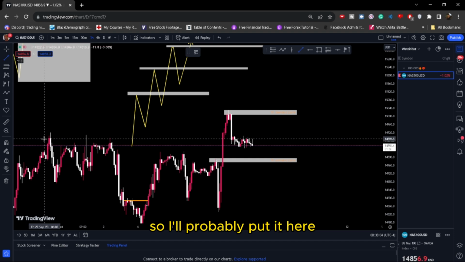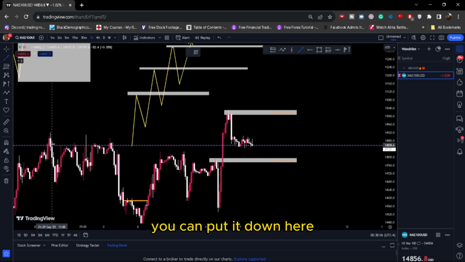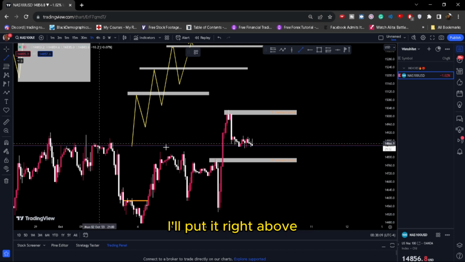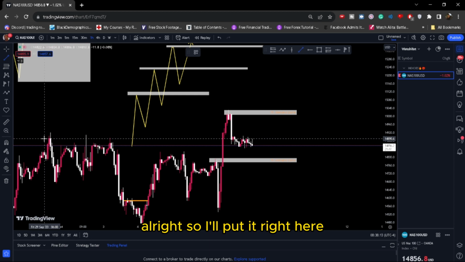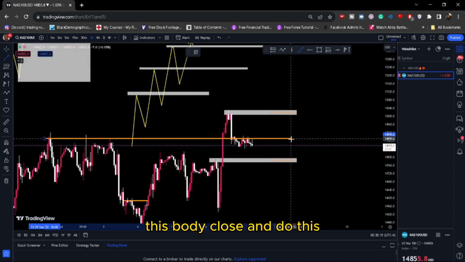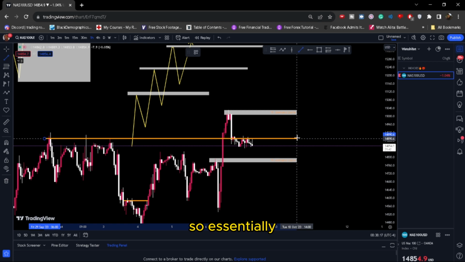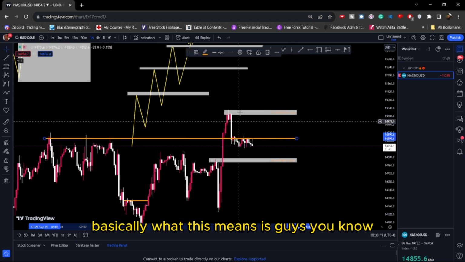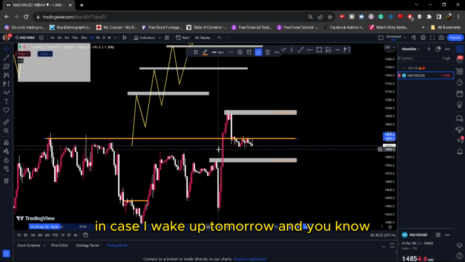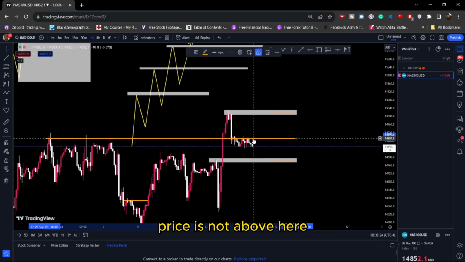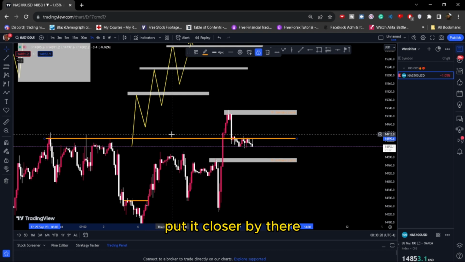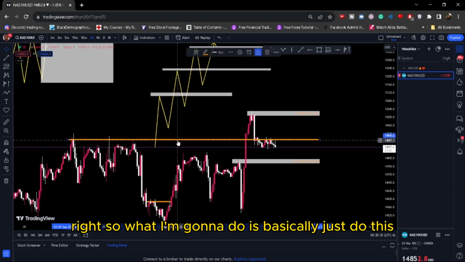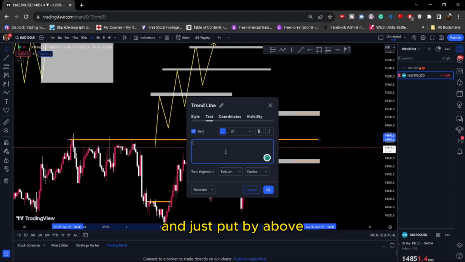So I'll probably put it here. You can put it down here or anywhere else, but me personally, I'll put it right above where price is currently, at this body close, and do this. Essentially, what this means, guys, is in case I wake up tomorrow and price is now above here, I'm going to wait for a re-entry and then place a buy there.